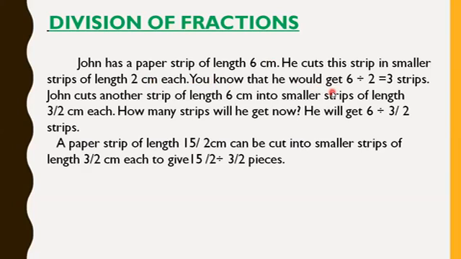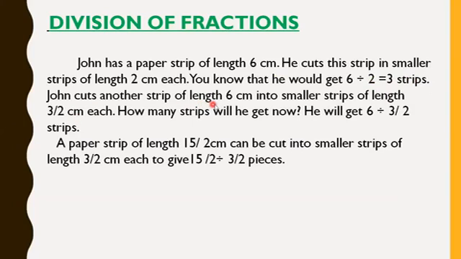So you know how he would get it. If 6 centimeters of paper is cut into 2 centimeters each, how much will we get? Obviously we write this as 6 divided by 2. So we will get 3 strips. 6 centimeters of paper cut into 2 centimeters each gives 3 strips.